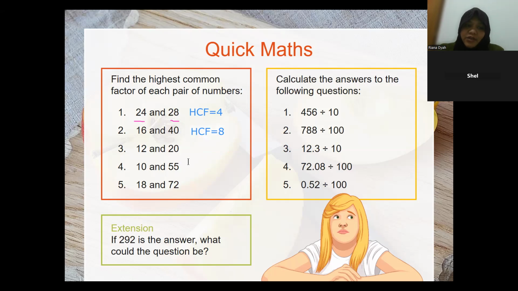Next, can you try to make number 3, 12 and 20? Maybe you can write down the factors on paper first, and then you just write down the answer in the annotate. So for example, 12, you make it there, I make it here. Okay.